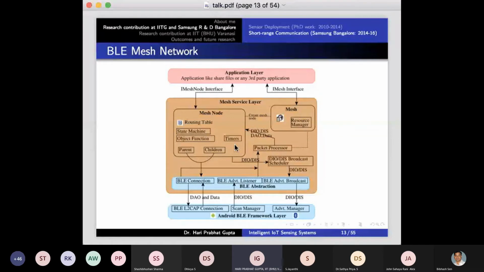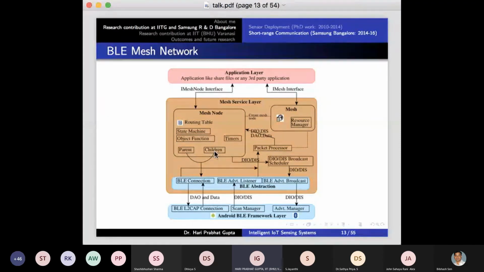or has gone outside. We also have two more connections: one is the child, one is the parent. So who is my parent, who is my child? Periodically, after a certain period, they check whether my child is there, my parent is there, or they have moved outside. So these are the features we have added in this BLE mesh network for mobile devices.